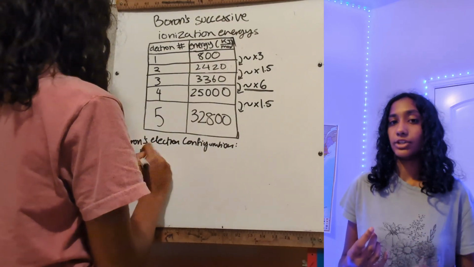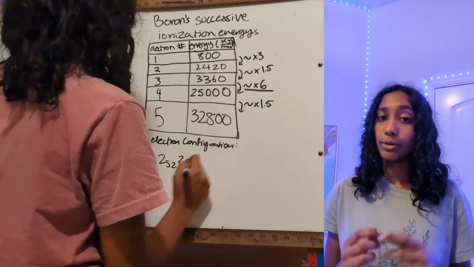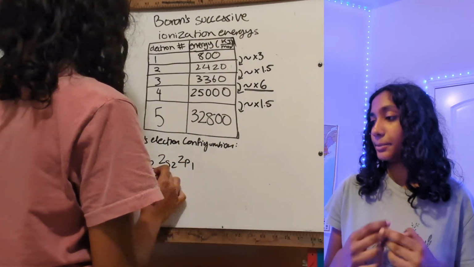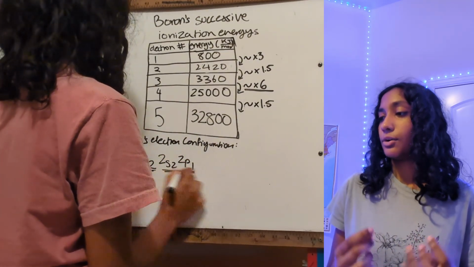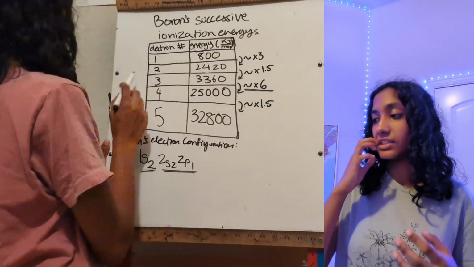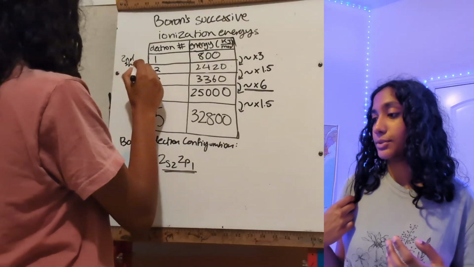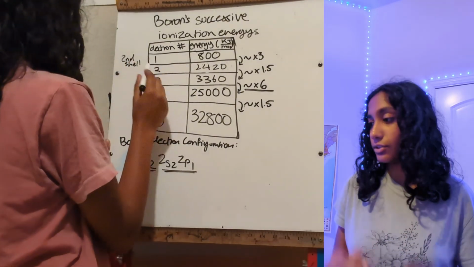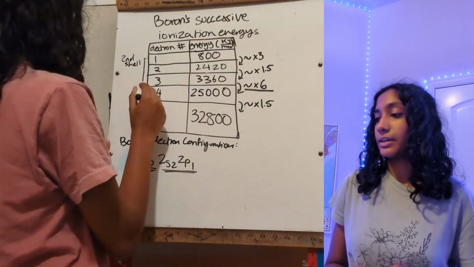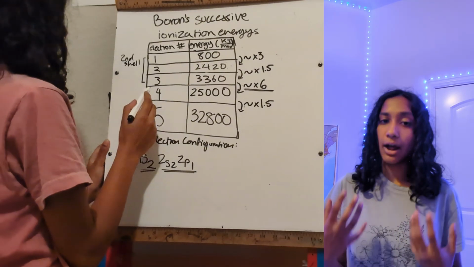Boron's electron configuration is 1s2, 2s2, 2p1. So it has 2 electrons in its first shell and 3 electrons in its second shell. When we start removing electrons from boron, we start with the electrons on the second shell since it's the outermost level. It's farthest from the nucleus and the electrons are easier to remove. In the first 3 ionization energies, we're removing 3 electrons from the outermost shell.